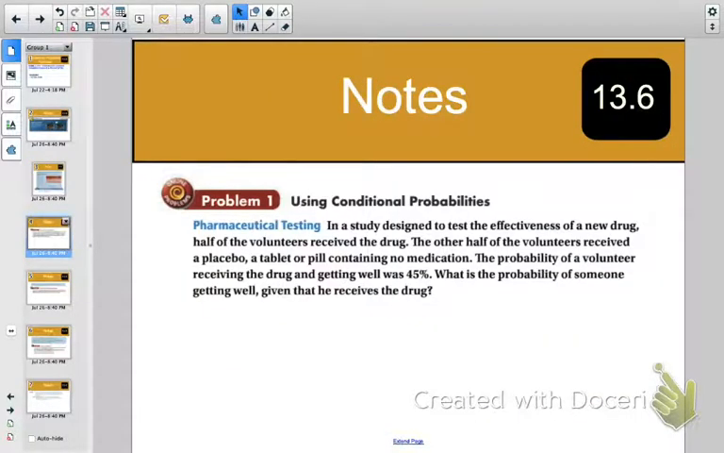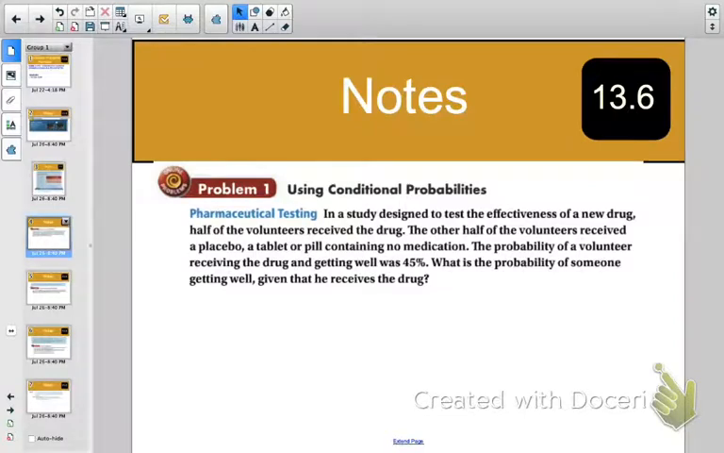So we can use that to solve this one. It says in a study designed to test the effectiveness of a new drug, half of the volunteers received the drug, the other half received a placebo, a tablet or pill containing no medication. The probability of a volunteer receiving the drug and getting well was 45%. What is the probability of someone getting well given that he received the drug?